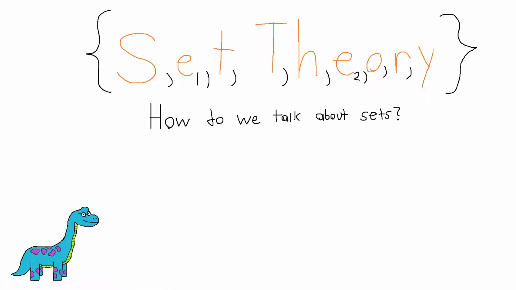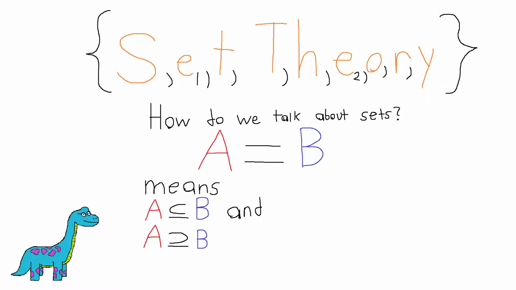Finally, it's important to talk about when two sets have the same elements, or are in other words equal. To show that two sets A and B are equal, we would have to first show that A is a subset of B, and that B is a subset of A. If two sets are contained within each other, then this means that they have to be equal.